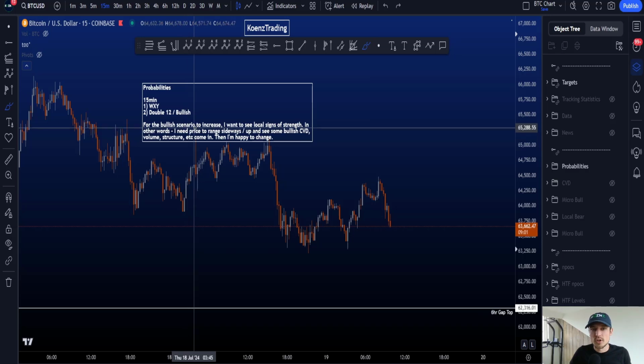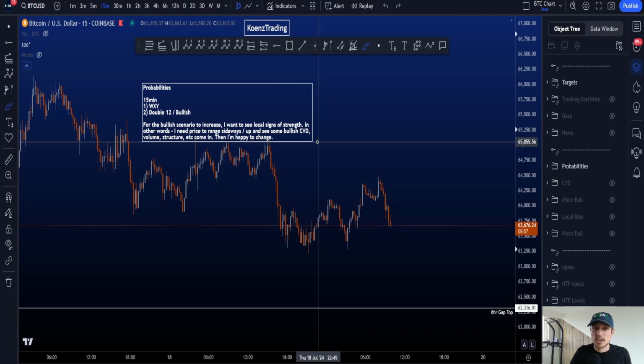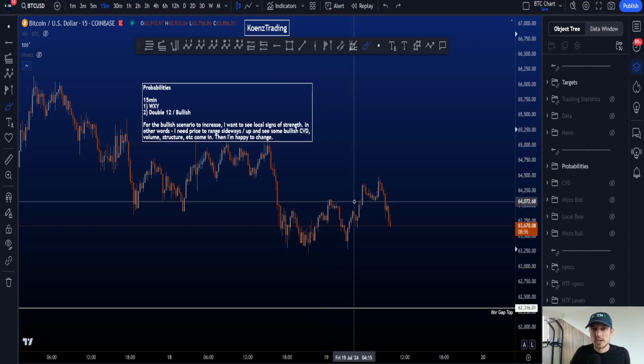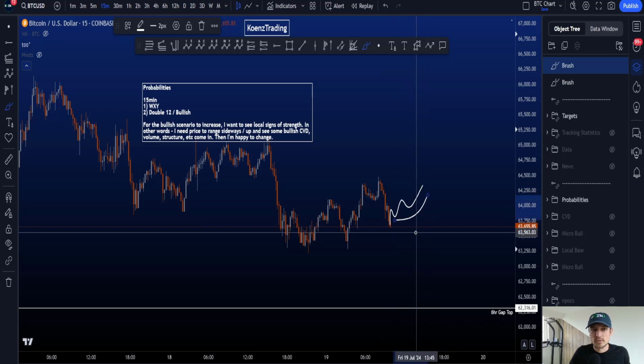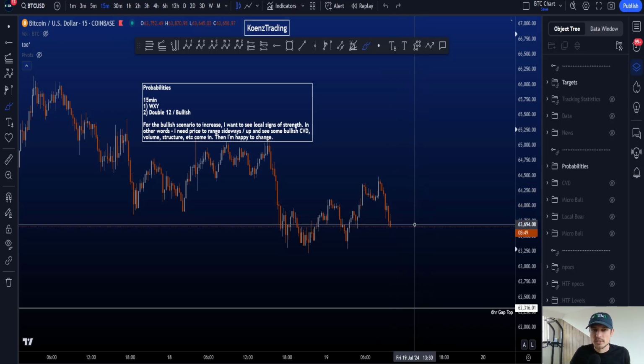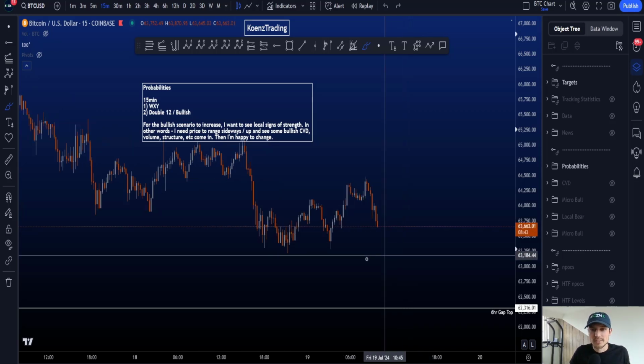Now for the bullish scenario to increase, I want to see local signs of strength. In other words, I need to see price range sideways or to the upside, see some bullish CVD divergences as well, some increased volume, structure, etc. come in, right? And then I'm happy to change probabilities, but at the moment the probabilities are higher to still take out these lows.